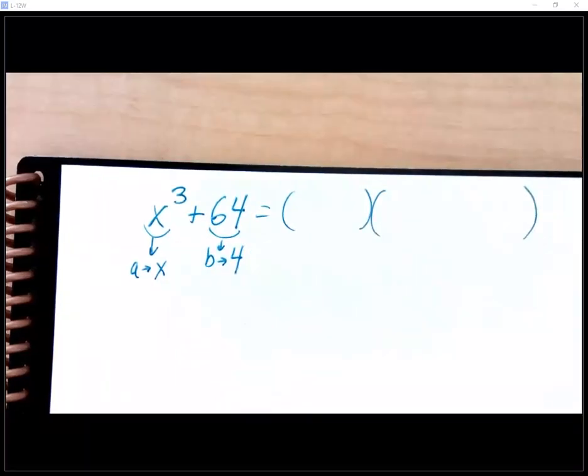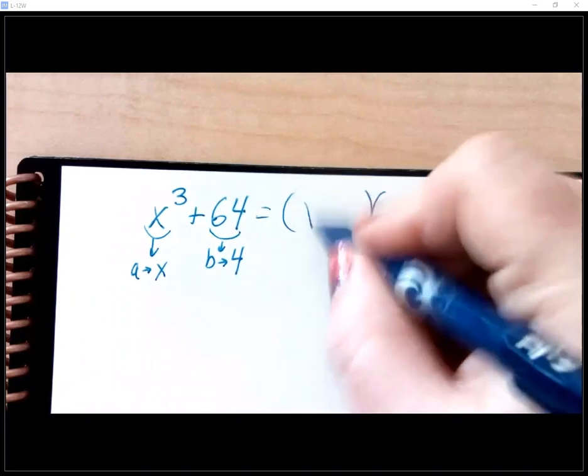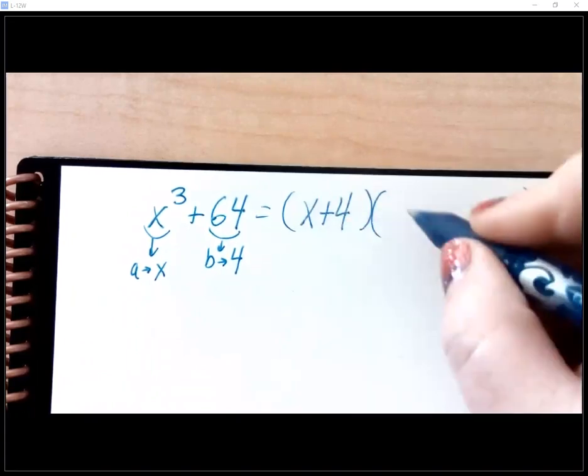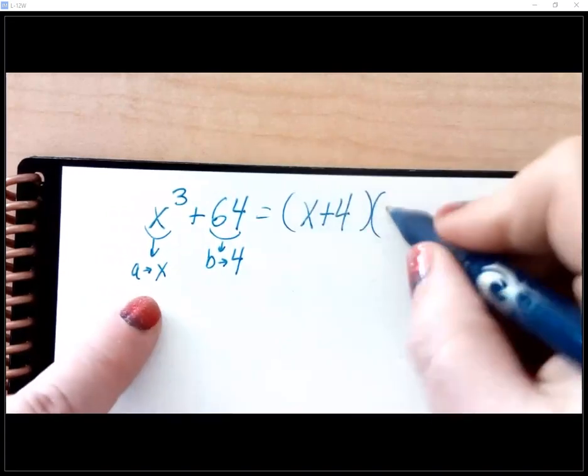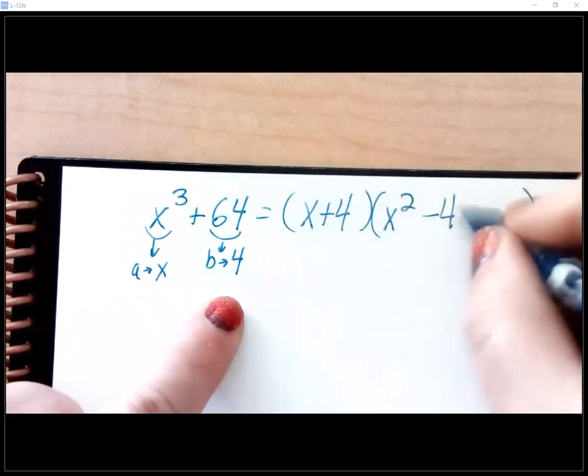So we have the cube root of each one. When you pop it in the formula, remember it's a plus b. So that's x plus 4. And then over here, a squared. Multiply these two, just write it as a minus. And then square that.